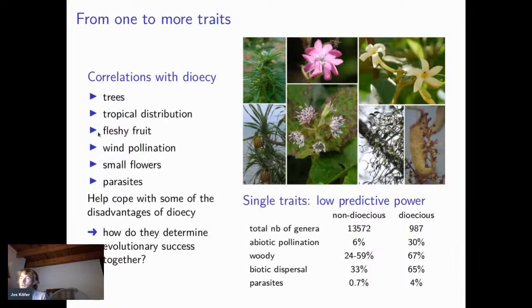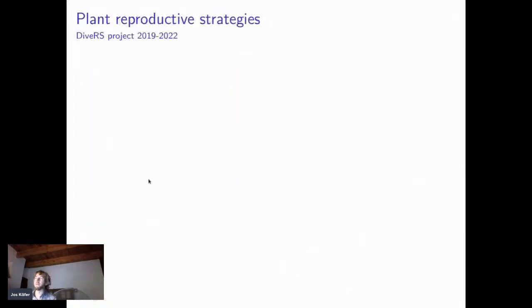So this led to the question of how all these traits actually determine evolutionary success together. Can we have a better predictive power if we combine them and study them together? This was one of the goals we had in our project. We started a few years ago. We were interested in not only sexual systems but also selfing and outcrossing and related traits.